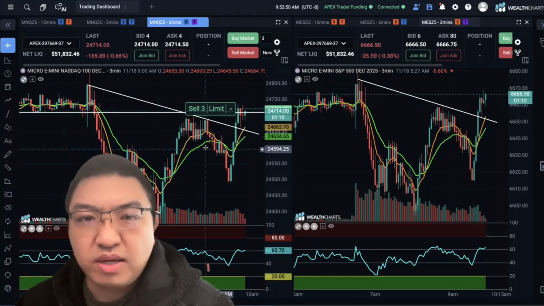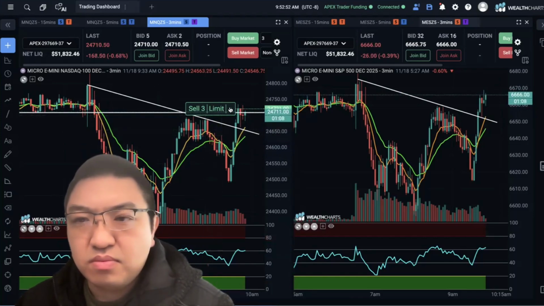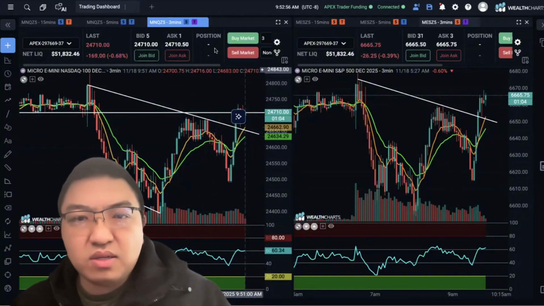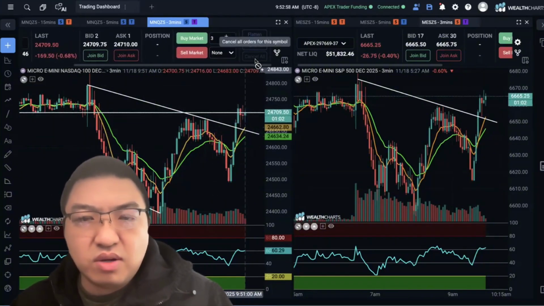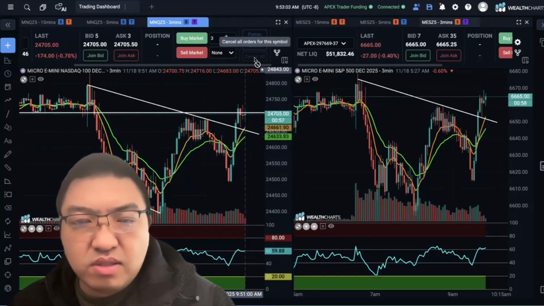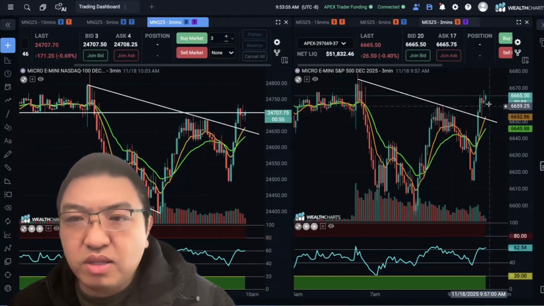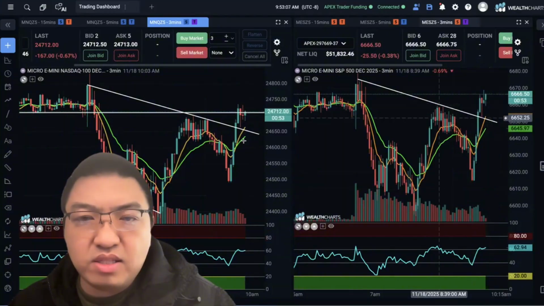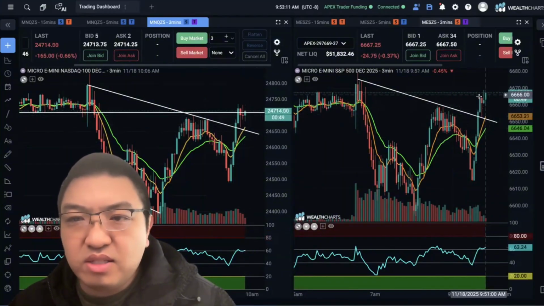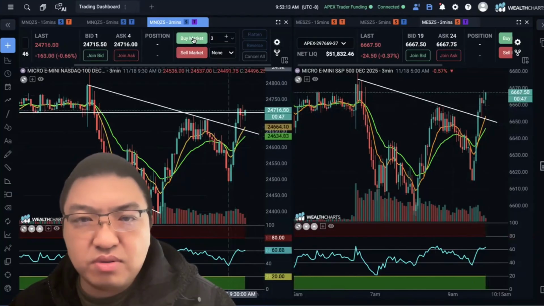Oh, ES is breaking out. Oh, maybe it's going to keep going up, break out of the trend. Let's see ES now, a little divergence between ES and NQ. NQ intends to go down, but ES is breaking out.